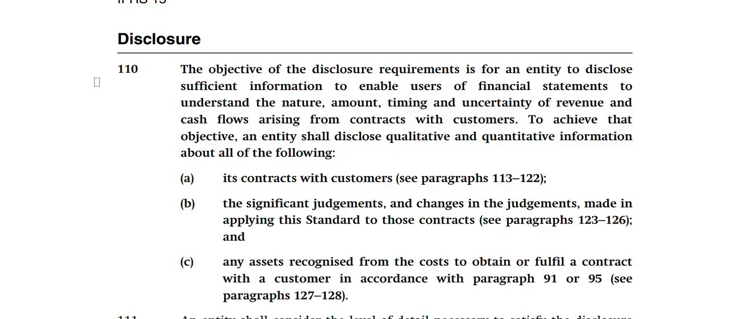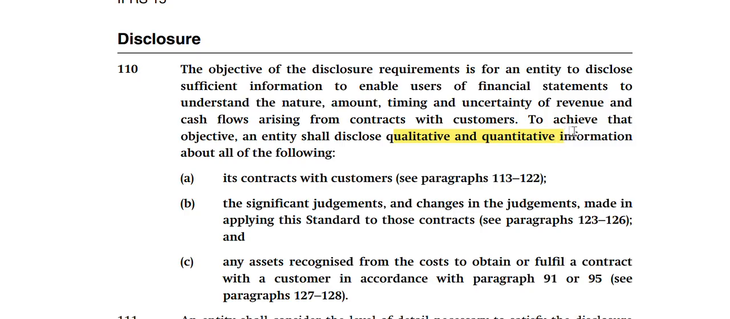Disclosure. Now we've done presentation, then we need to look at disclosure. How then do we disclose the revenue in the books of the company or the entity? The objective of the disclosure requirement is for the entity to disclose sufficient information to enable the user of the financial statements to understand the nature, amount, timing, and uncertainty of revenue and cash flows arising from contracts with customers. To achieve that objective, an entity shall disclose qualitative and quantitative information about the following.